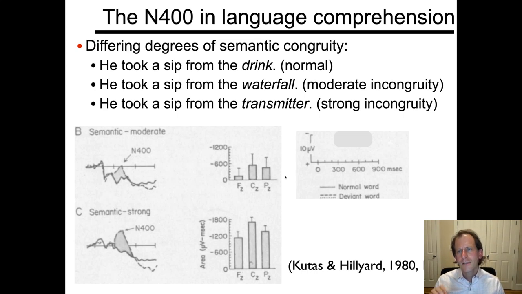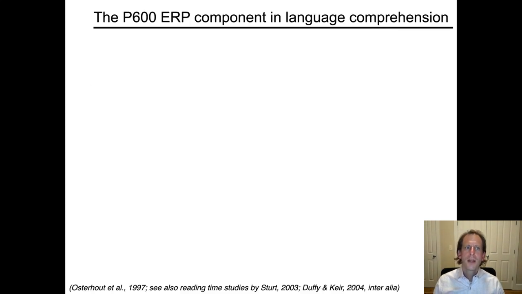And what exactly this effect is and isn't is still a matter of debate in the community. So that's one component in the ERP. ERP is the evoked response potential from language comprehension, which is a result of analyzing the EEG signal in a certain way. Here's another component, what's called the P600.